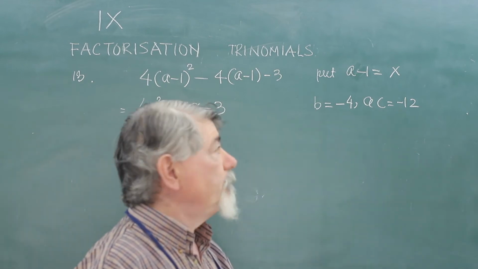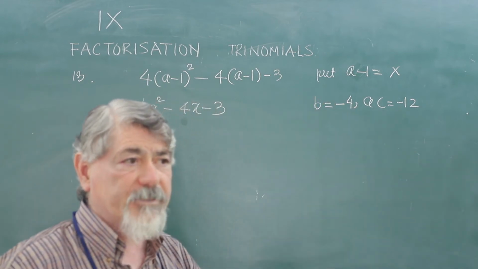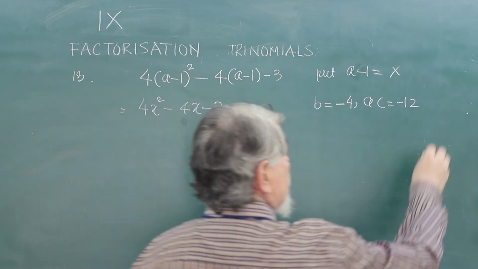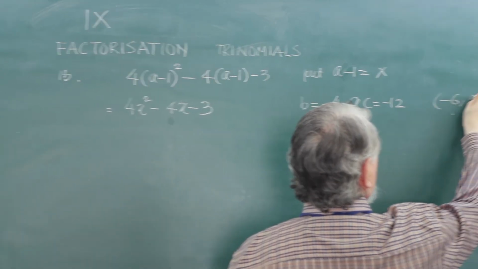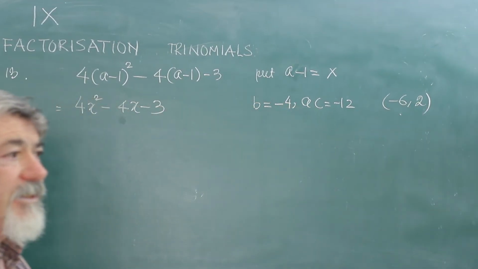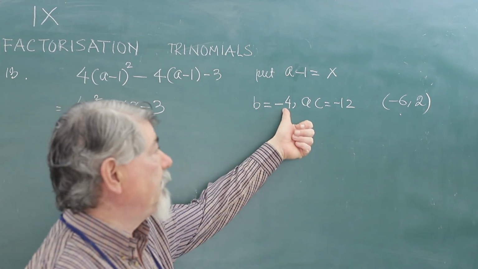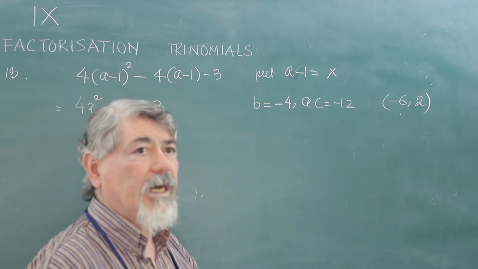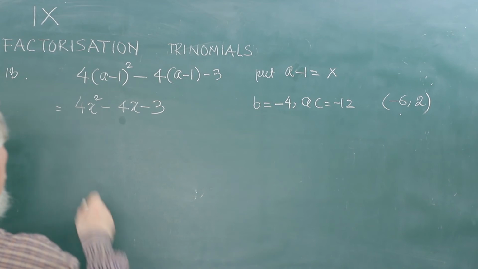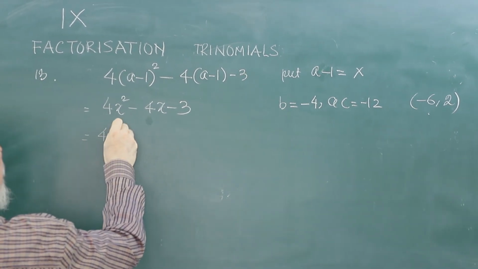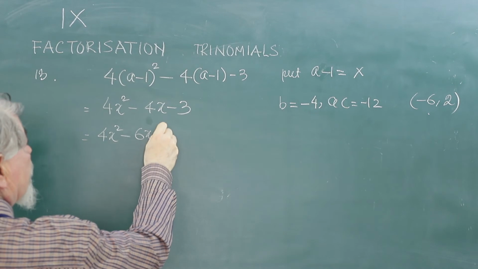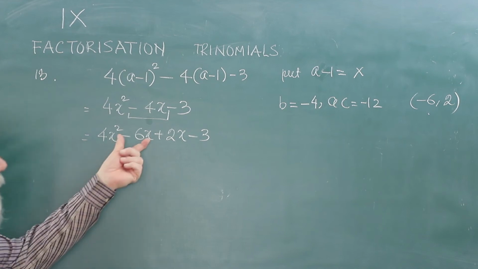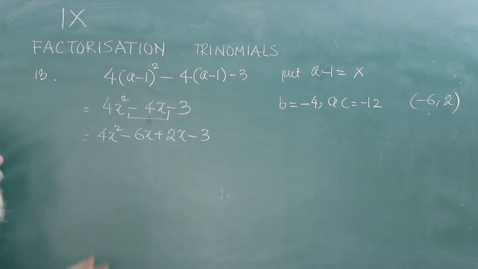That means when minus 4 will be split, one term will be minus, one will be plus. Let me take minus 6 and 2. Why minus 6 and 2? Minus 6 plus 2 will be minus 4, which is the middle term. And when I multiply minus 6 into 2, I'll get minus 12. So it will be written as 4x square minus 6x plus 2x minus 3. I have split minus 4x as minus 6x plus 2x.